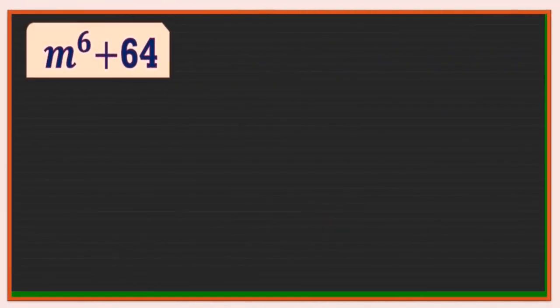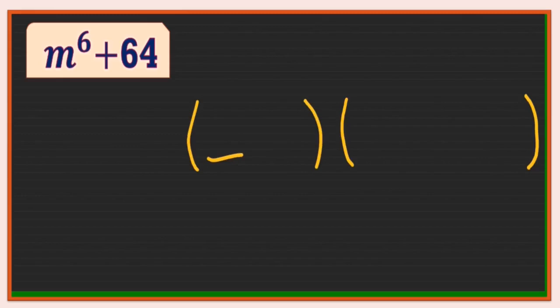Second example, let's have m to the power of 6 plus 64. M to the power of 6 as well as 64 are cubes, and the middle sign is plus. So the given is a sum of two cubes. Let us make first the two sets of parentheses. The first set is a binomial and the second set is a trinomial.